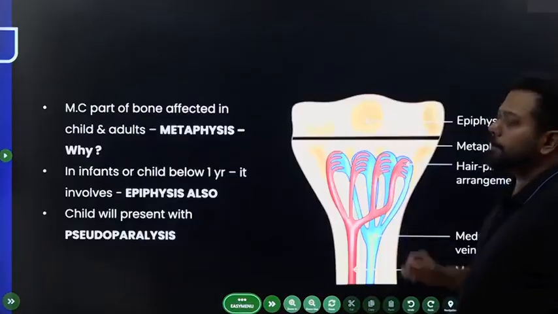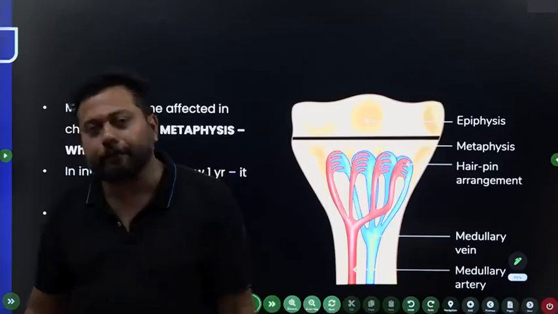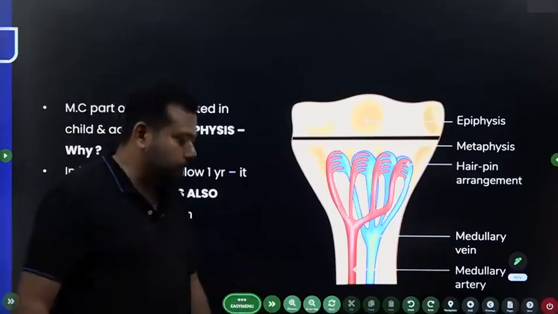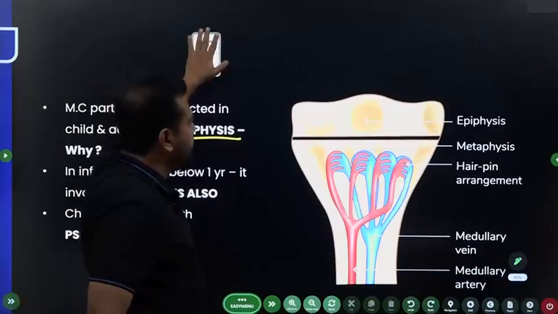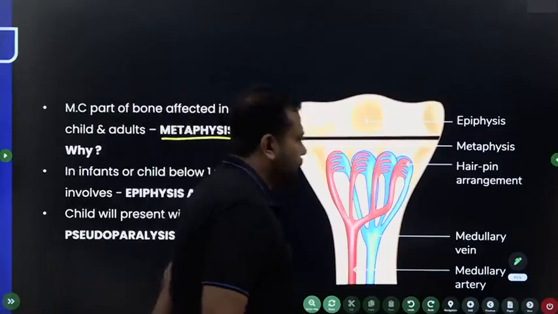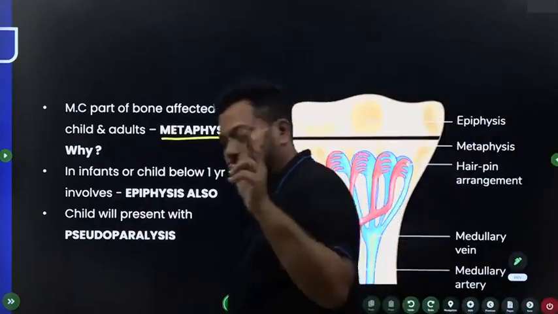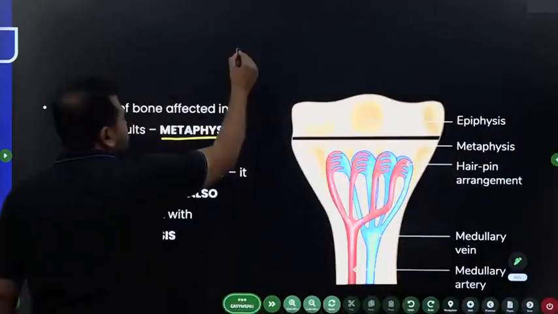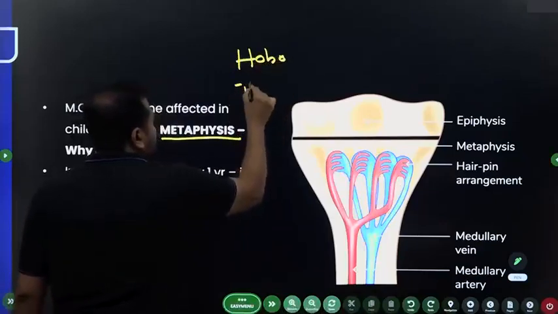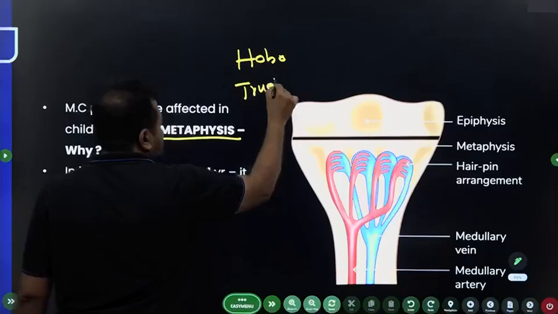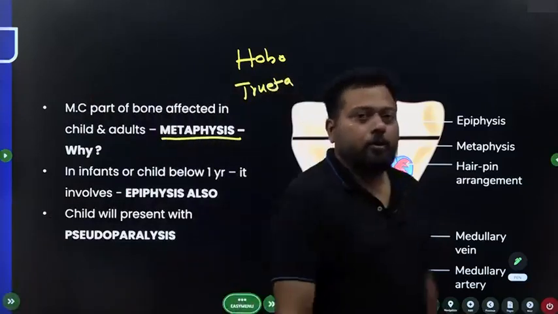Okay. Most common site in the bone. We all know a bone means epiphysis, metaphysis, diaphysis. Osteomyelitis is a disorder of the metaphysis. Why is the metaphysis more prone to osteomyelitis? You should remember 2 hypotheses or 2 theories. One is called Hobo's, another is called Trueta's.